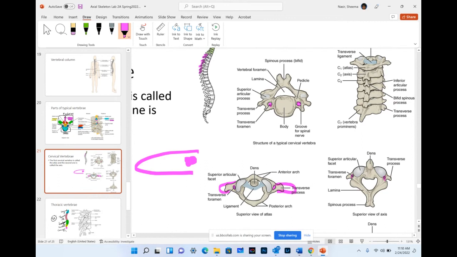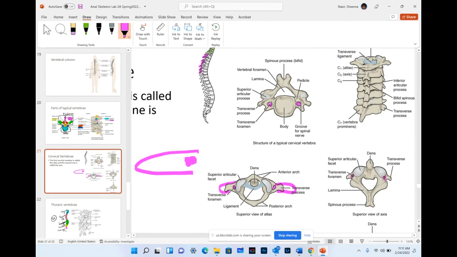The other thing is atlas and axis. Atlas is called C1, which means cervical one. You cannot just write C1. If you are asked, name, identify the vertebra, then you have to write atlas or axis. You cannot say C1, C2. That would be marked wrong. You can only say, if you are asked to name the vertebra, then you write the name, atlas or axis, and then you write their number, which is C1 or C2.